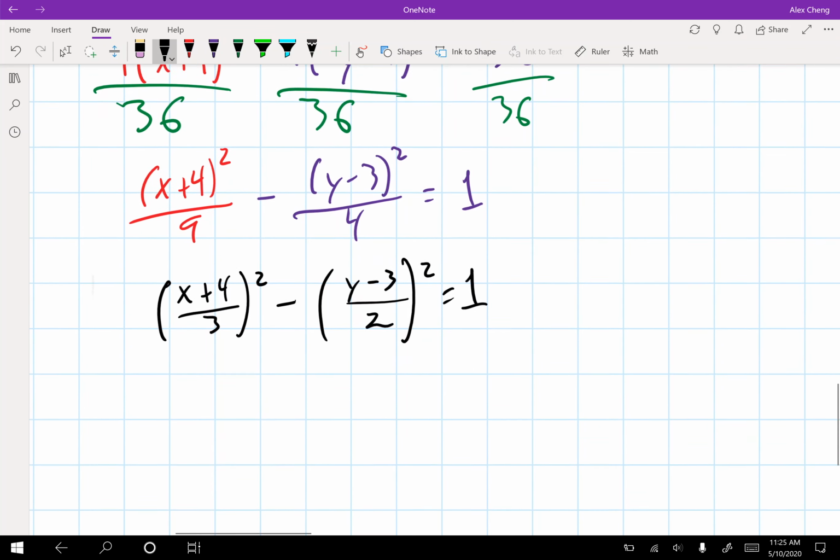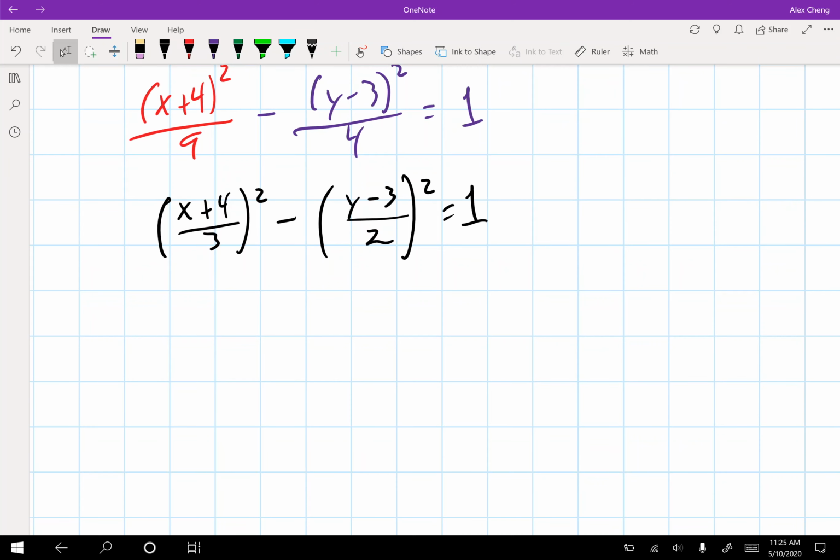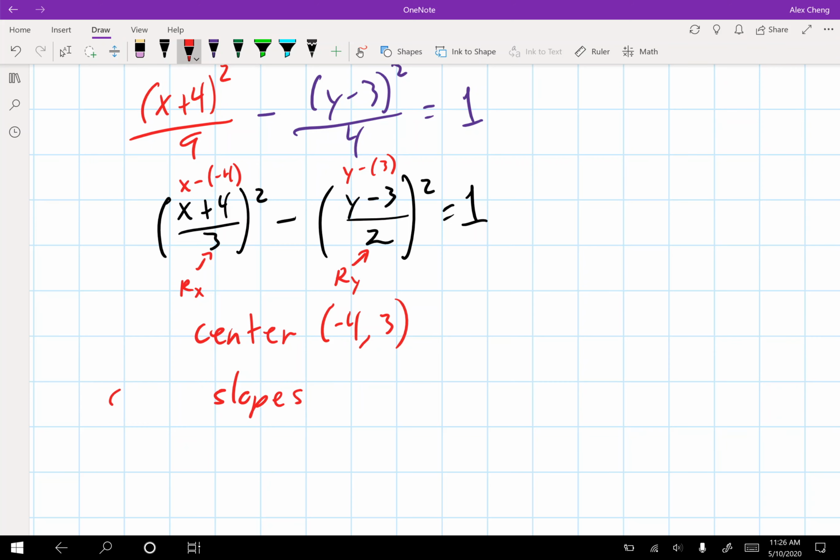Alrighty, so what can we figure out already? Well, the easy stuff is figuring out where our center is. So if I rewrite this as x minus negative 4, and this part is y minus 3, then I know my center is at negative 4 comma 3. I also know that's my x radius, and this is my y radius. So the slopes for my asymptotes are going to be plus or minus 2/3.